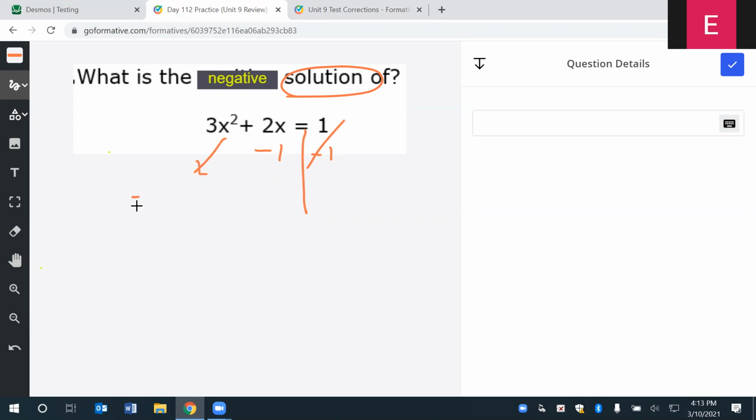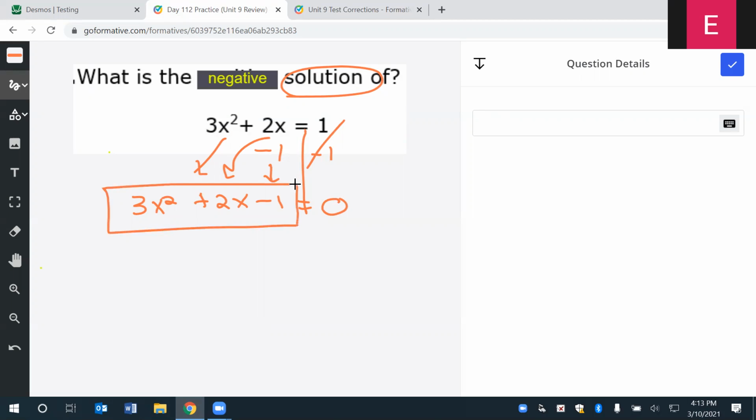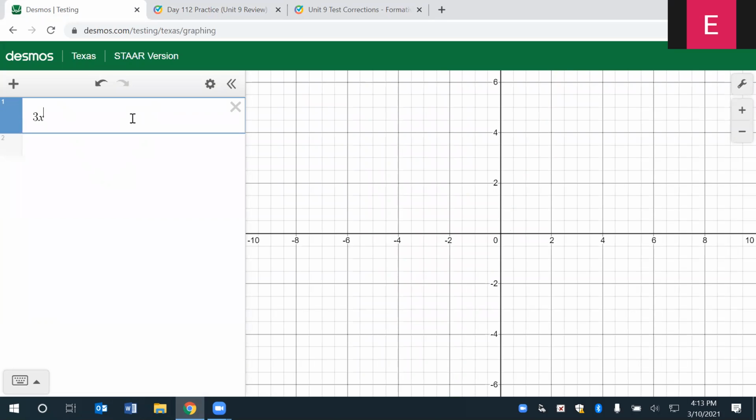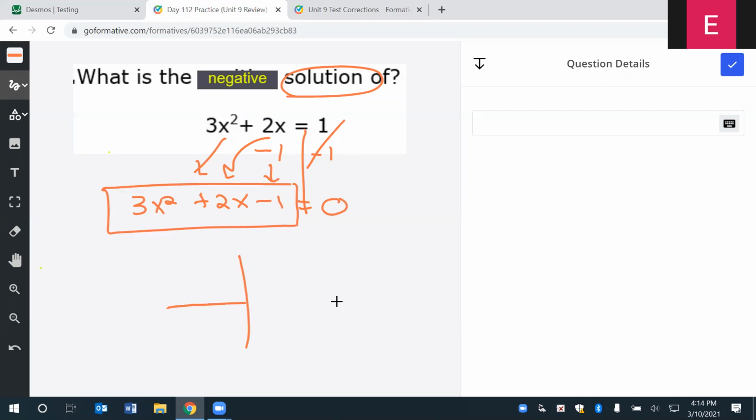So now I'm just copying this. I have 3x squared plus 2x minus 1, and now I have the 0. Now I can type this into Desmos to find my graph: 3x squared plus 2x minus 1. This is my graph. The solutions are on the x-axis, so -1 and 0.33. In your test, I also want you to sketch it.